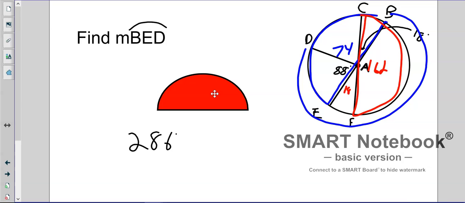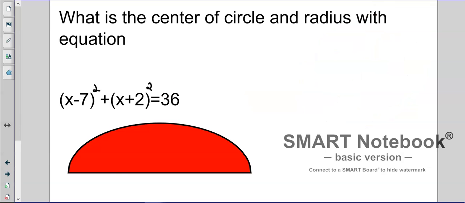Another way to do it would have been just to add up 74 and 18, this piece, and subtract it from 360. So there's more than one way to go about these problems. So whatever you're comfortable with.